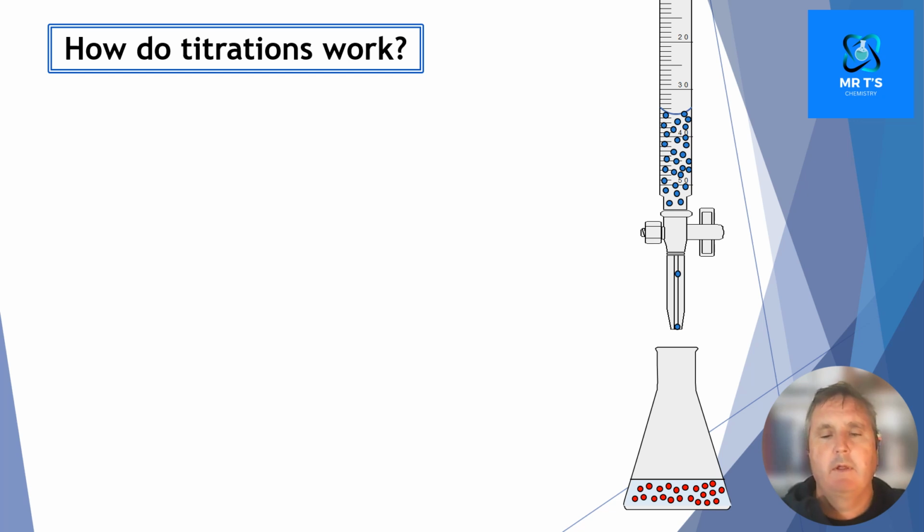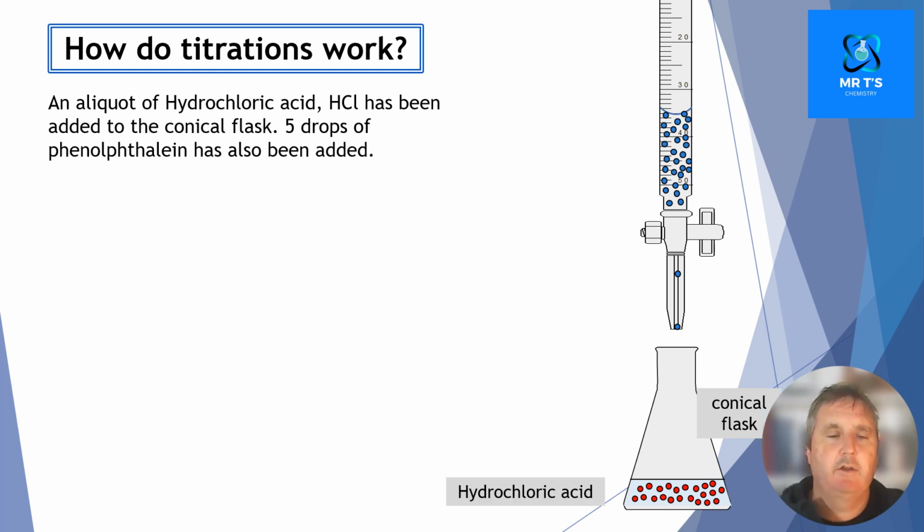So here's a setup on the right, ready for us to carry out a titration. We have at the bottom some hydrochloric acid that we've put into a conical flask. We've put an aliquot of that in, a specific volume from a pipette. We've also added 5 drops of phenolphthalein indicator.